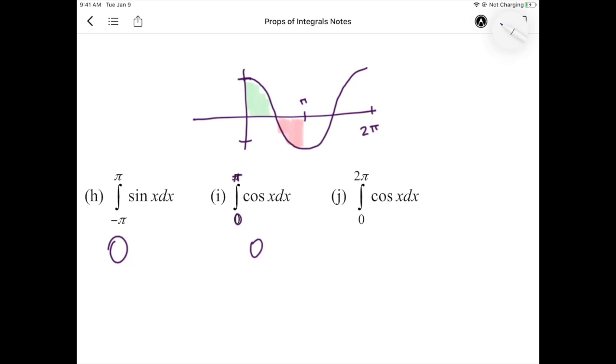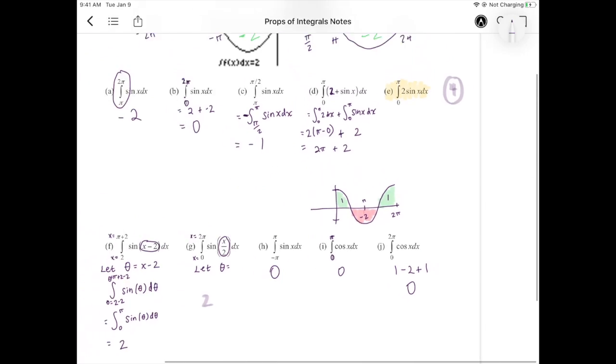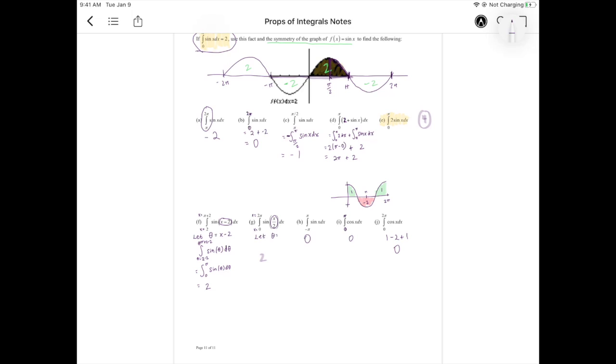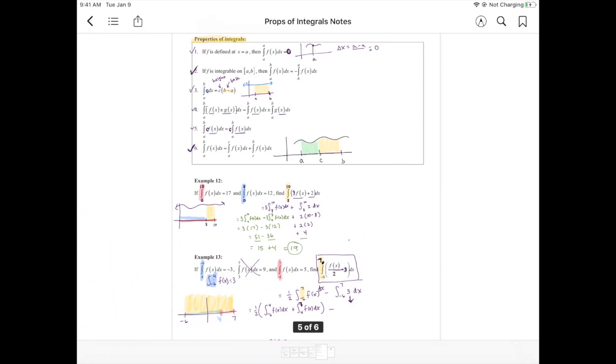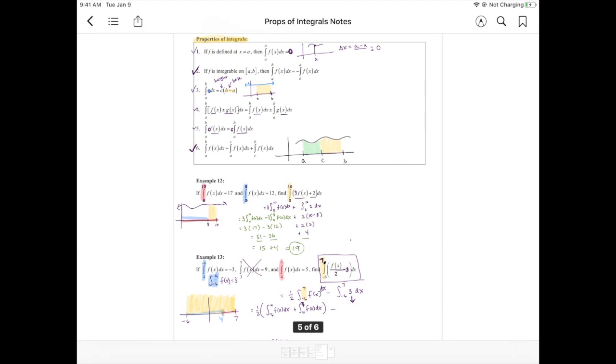And then from 0 to 2 pi, let's keep color coding, I have more negative area, and then I have more positive definite integral. The negative and the positive, similar to sine, this is negative 2, this is 1, this is 1. So this ends up canceling each other out. So I have 1 minus 2 plus 1 is also 0. Cool. So this is all the final examples that we have here of how to use all the properties of definite integrals.